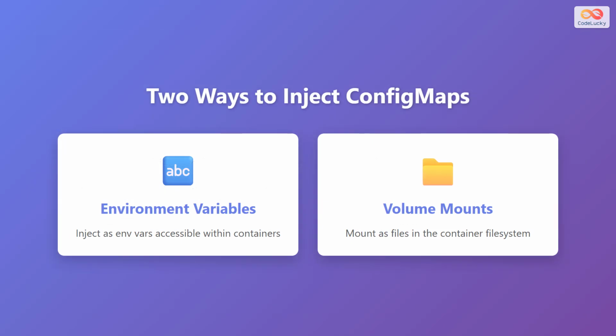Kubernetes provides two primary methods for injecting ConfigMap data into pods. The first method uses environment variables. With this approach, ConfigMap values are injected as environment variables that your application can access directly within the container. The second method uses volume mounts. Here, ConfigMap data is mounted as files in the container's file system. Your application reads these files to get configuration values. Both methods have their use cases, and choosing between them depends on your application's needs and how it reads configuration data.